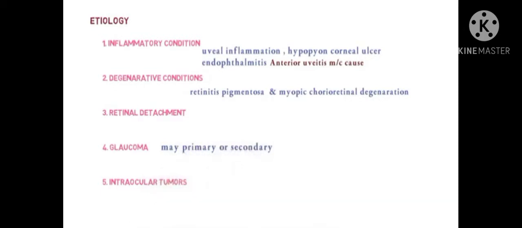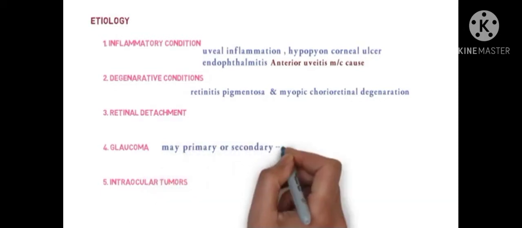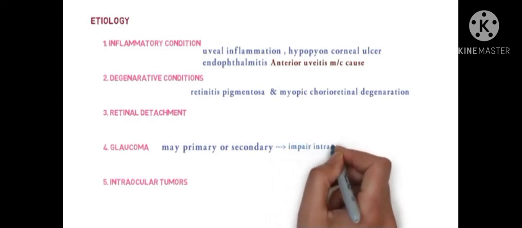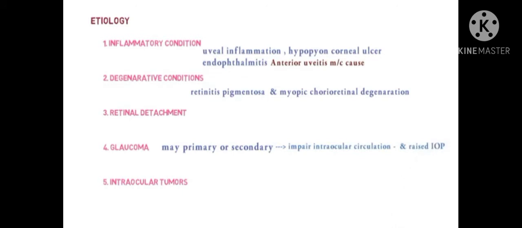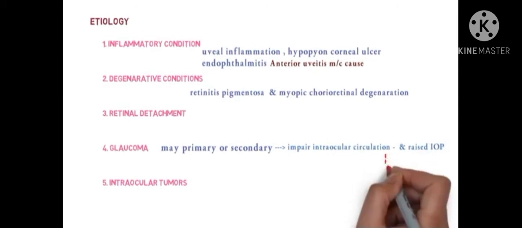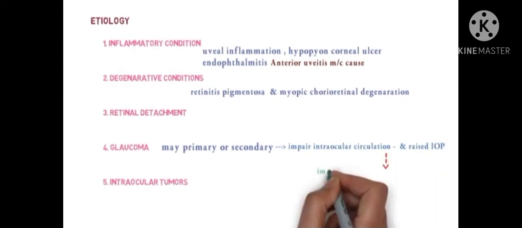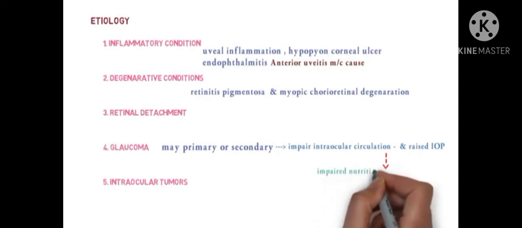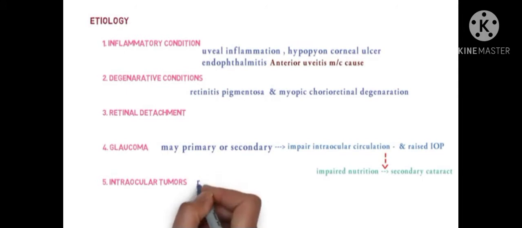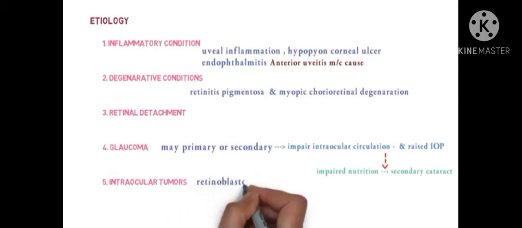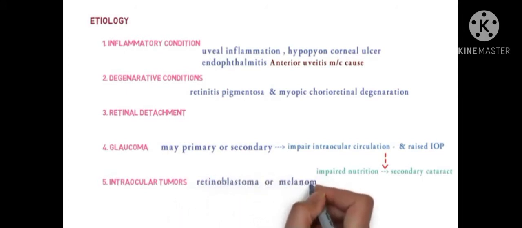In glaucoma, primary and secondary glaucoma impair the intraocular circulation due to rise in intraocular pressure. And due to this impaired intraocular circulation, there is improper nutrition to the lens. And that's why there is a formation of secondary cataract. And the last one, that is intraocular tumors. In intraocular tumors, retinoblastoma and melanoma can cause complicated cataract.